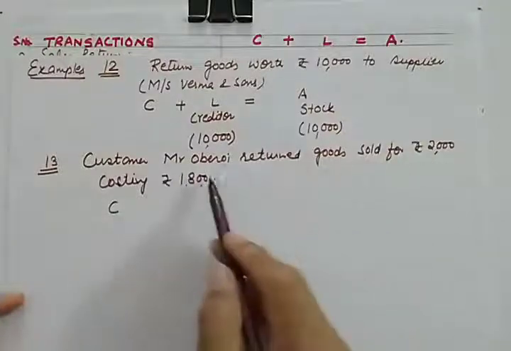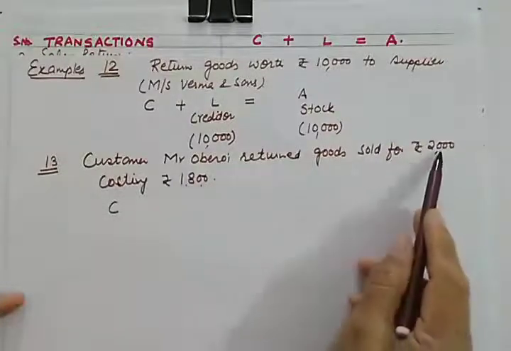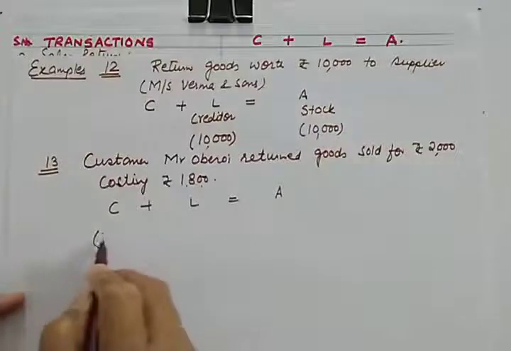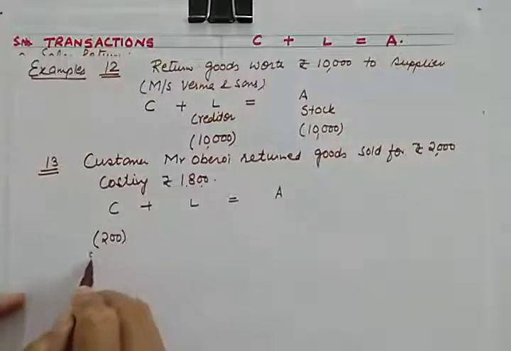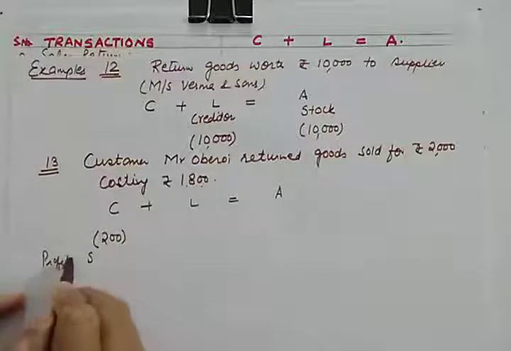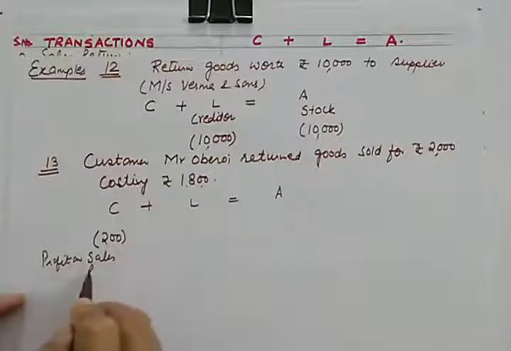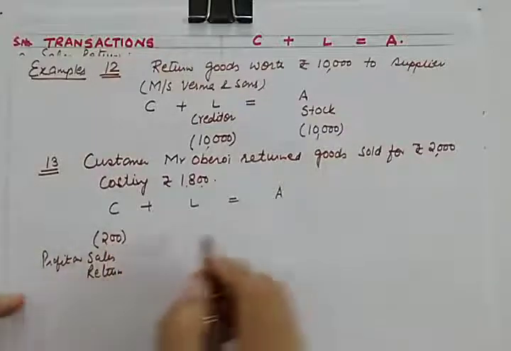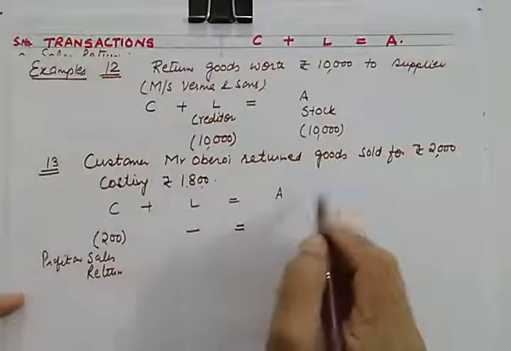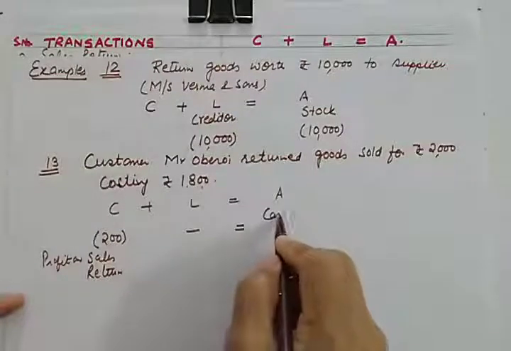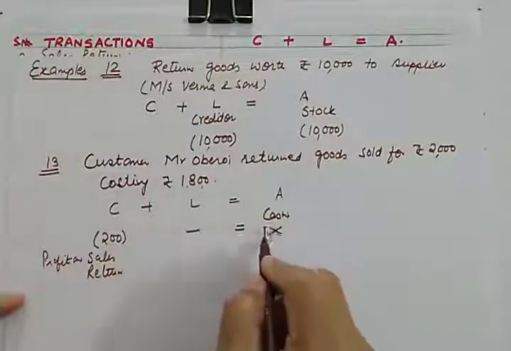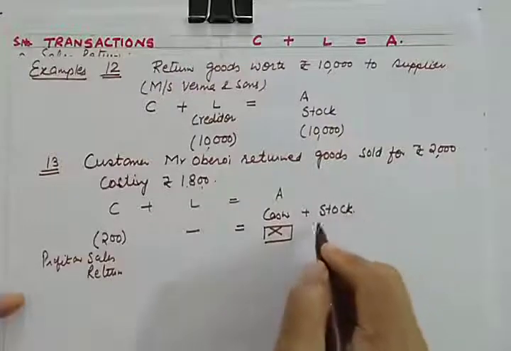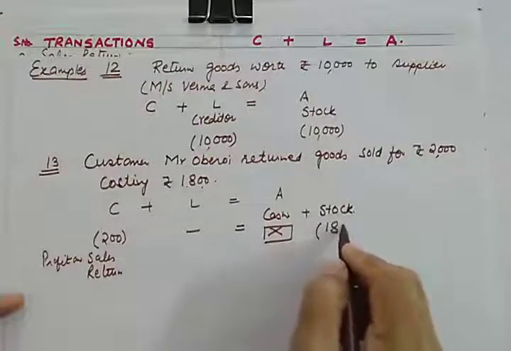So how much profit will have to be returned back? Profit is 200. So C plus L is equal to A. We'll be deducting a profit of 200 because this profit is on sales return. The profit is not realized, so it will be deducted from the capital. No change in liabilities and no change in cash also. Cash is not at all affected. But your stock will change. How much will the stock change? By 1800.